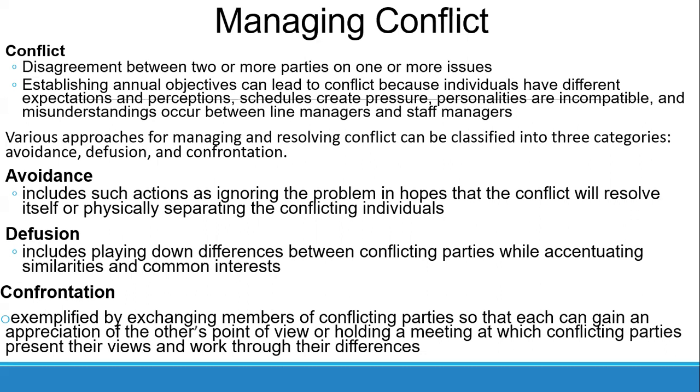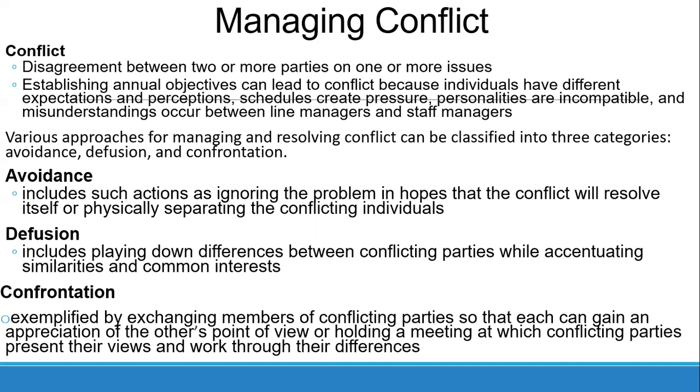Conflict can be simply discerned as any form of disagreement between two or more parties on one or more issues. And so the parties here may be parties within a particular department, and that can be construed as interpersonal conflicts. Now, we can also have conflicts occurring between two or more group factions that may be found within a department or within an organization. And at that level, we may be calling it intergroup conflicts.